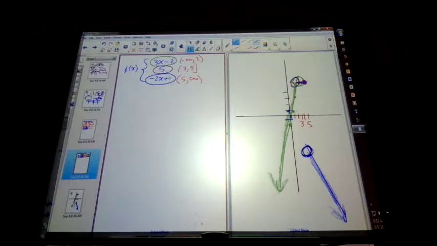Okay? So I drew the entire linear equation like it would be there, and then I put the restrictions in place. Shall we do another?